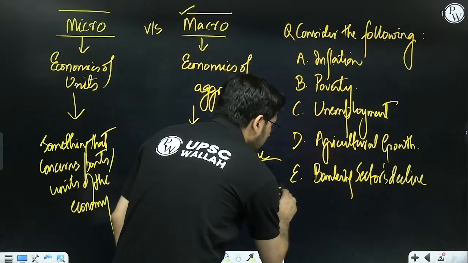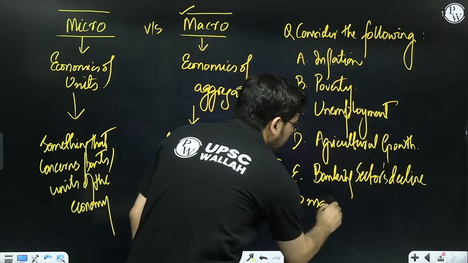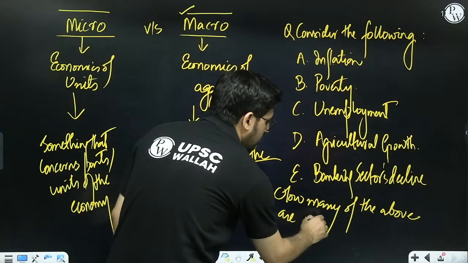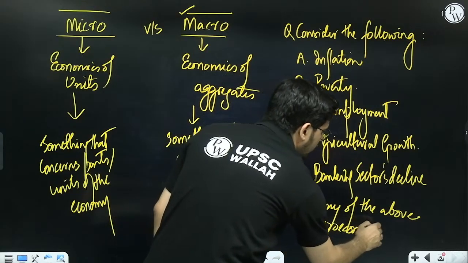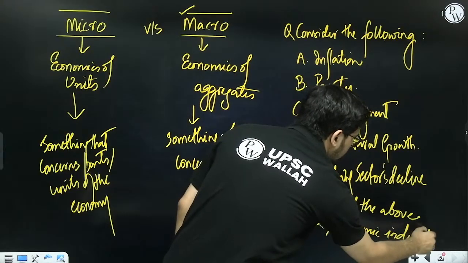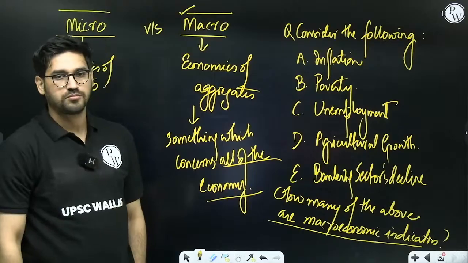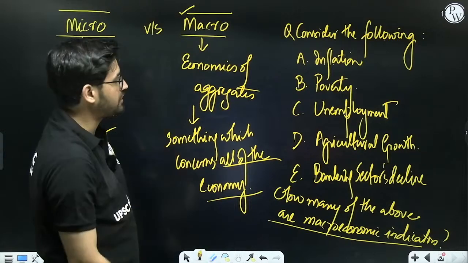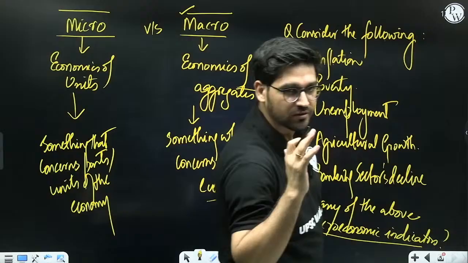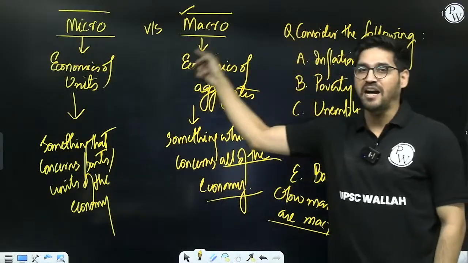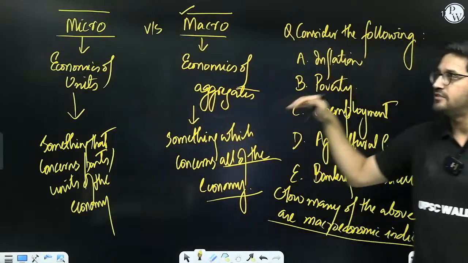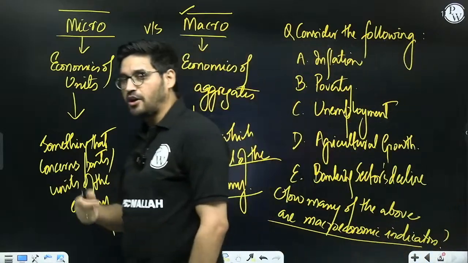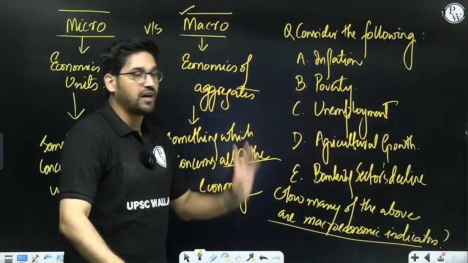The question is, how many of the above are macroeconomic indicators? Now, this is a question which will help you understand what macro means and what micro means. I told you the rule is very simple. The rule is, if it is not macro, it automatically is micro. The approach to this question would be, you will have to first understand which of these are not macro, right? Now tell me, how many of the above are macroeconomic indicators?